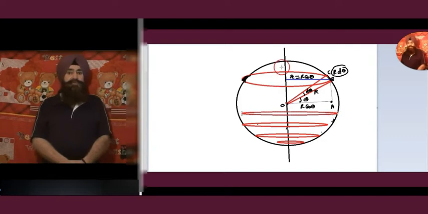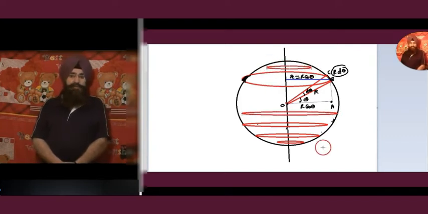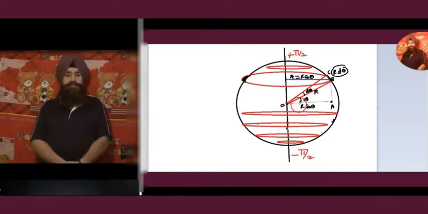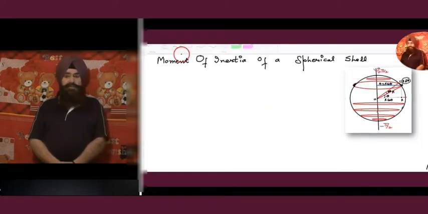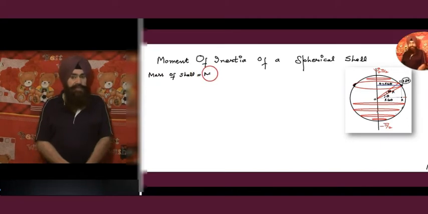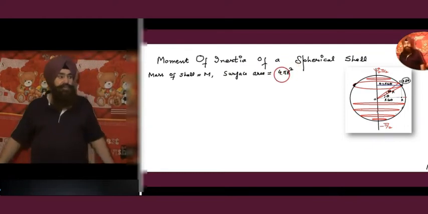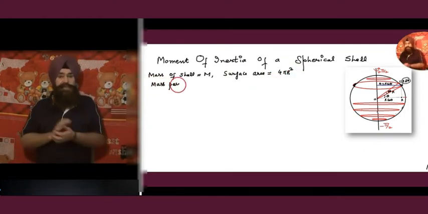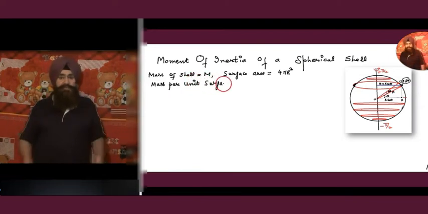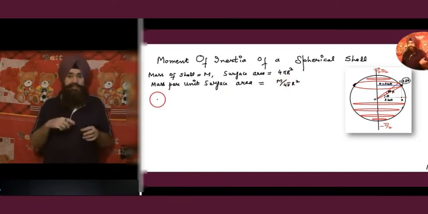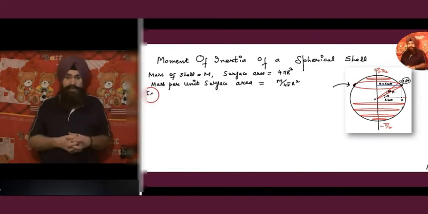The spherical shell is supposed to be made up of a very large number of these elemental rings, extending from minus pi by 2 to plus pi by 2 from the baseline OA. Now we have to find the moment of inertia about the diameter passing through the center as well as the center of mass. Now what is the mass of the shell? The mass of the shell is capital M and its whole surface area is 4 pi R square. Then you find the mass per unit surface area, that is capital M divided by 4 pi R square.